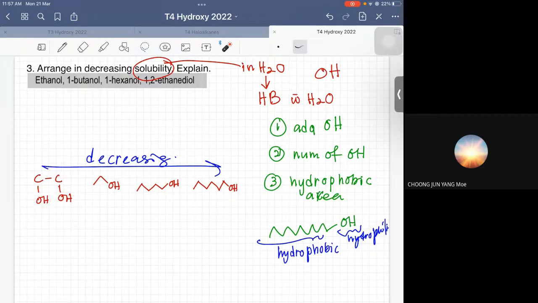And then this factor, small hydrophobic area, large hydrophobic area. So this one tak larut terus. Sebab apa? Very large hydrophobic area. Ataupun slightly soluble in water.